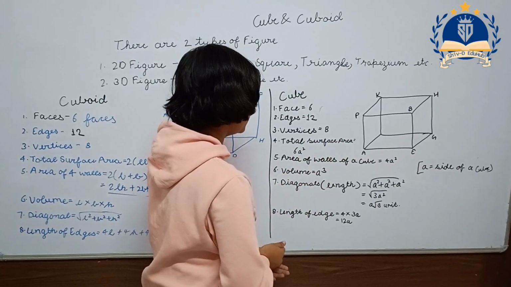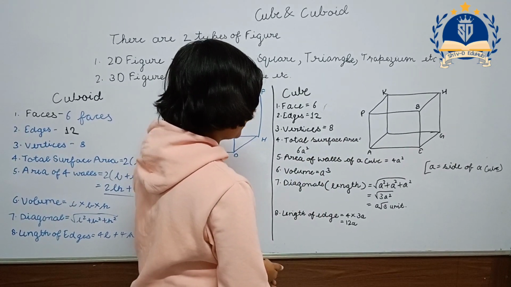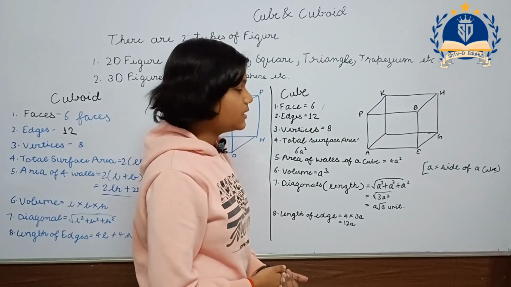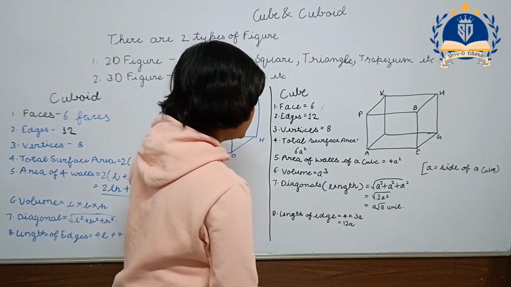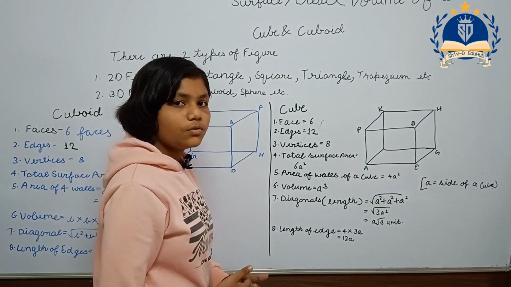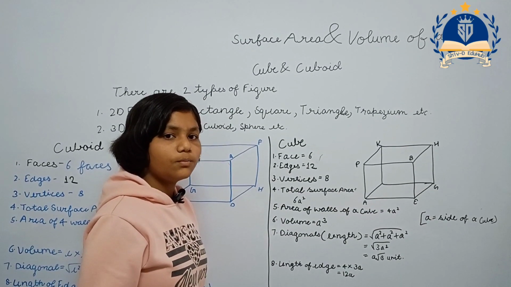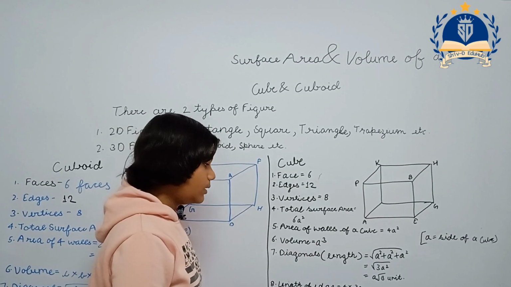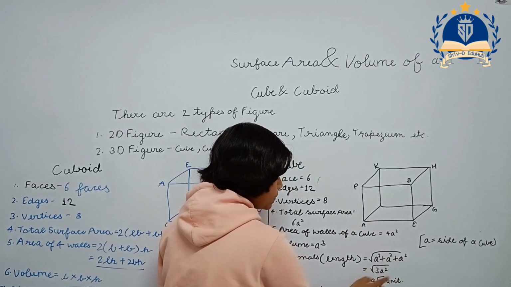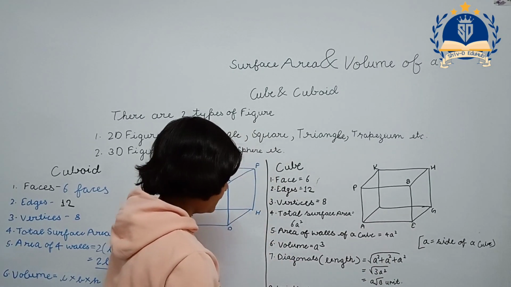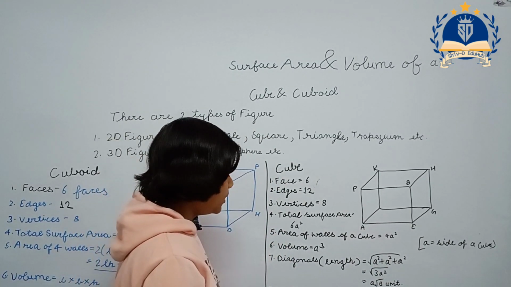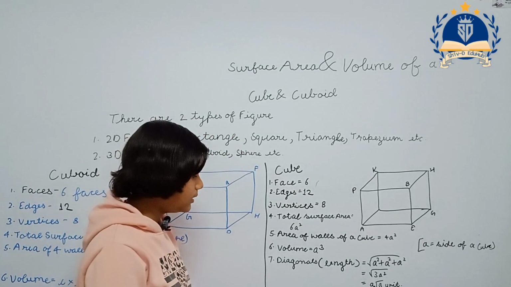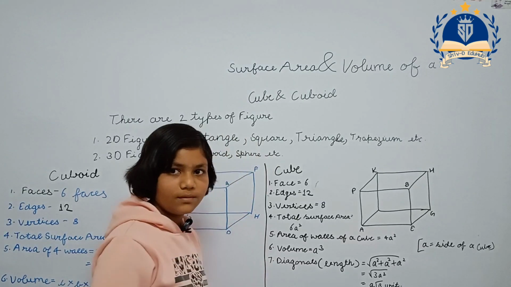Total surface area here is 6a square, and the area of 4 walls, also known as curved surface area and lateral surface area, is 4a square. Volume is L into B into H, and as we know that L equals B equals H, it is a cube. Diagonal is under root 3a square, simply a root 3. Length of edges is 4 into 3a. We know that there are 3 lengths, 3 breadths and 3 heights, 3a, and thus 12a.